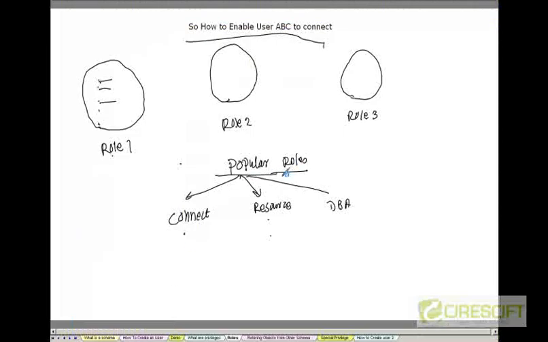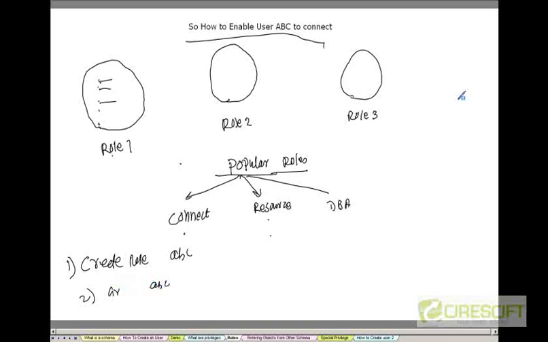You can also create your own role by using the command create role, for example create role ABC. After you create this role ABC, you can grant different privileges to this role ABC.